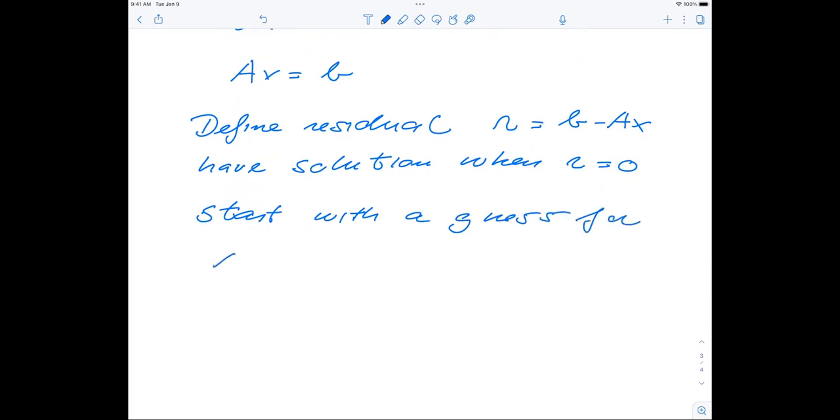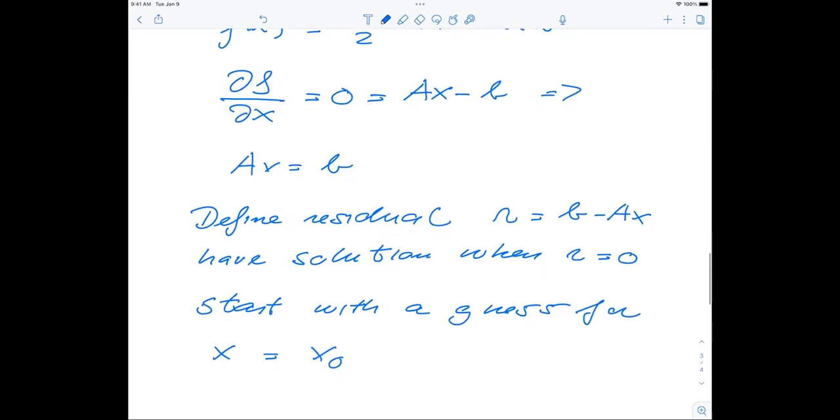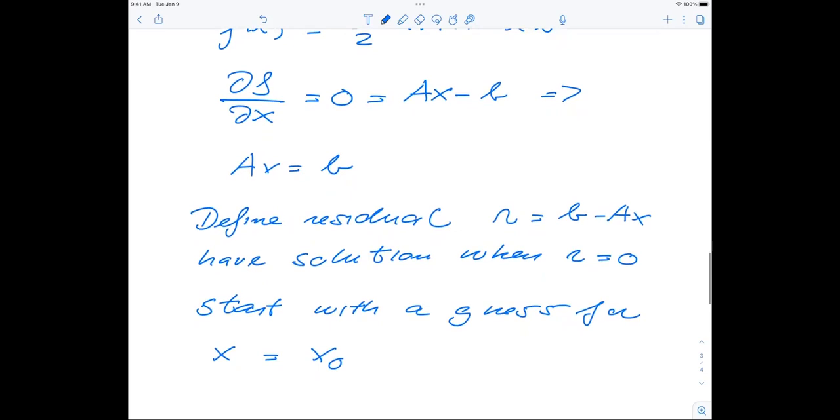For x, which will typically be some x0. It could actually be 0. So how many of you have seen the derivation of the steepest descent method? It's a pretty common method in linear algebra. Now, if you look at what we have here, if you look at this expression here, there is a very interesting statement.